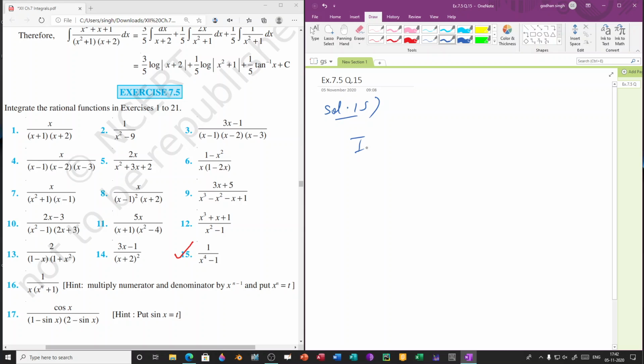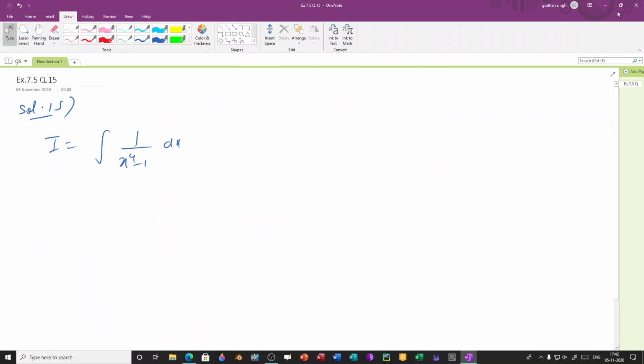I equals the integration of 1 by x raised to 4 minus 1 dx. So we'll be doing this on a larger page. This will become equal to, we can rewrite this as, integration of 1 by x square minus 1 into x square plus 1 dx. Now we see that in the denominator there are two factors and they only involve x square and a constant.